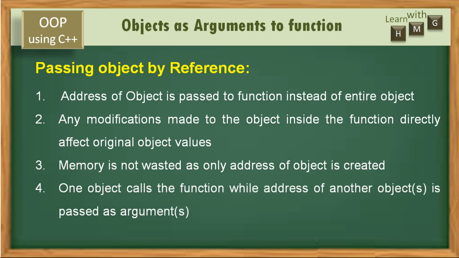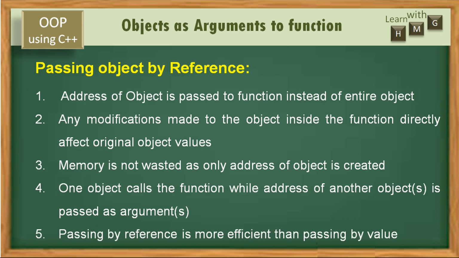Here also one object calls the member function while the address of another object is passed as an argument. So whenever you are passing an object as an argument by reference, you have to pass the address. Passing by reference is more efficient than passing by value because of the memory problem. So it is more efficient and you can directly perform the operation on the original object.